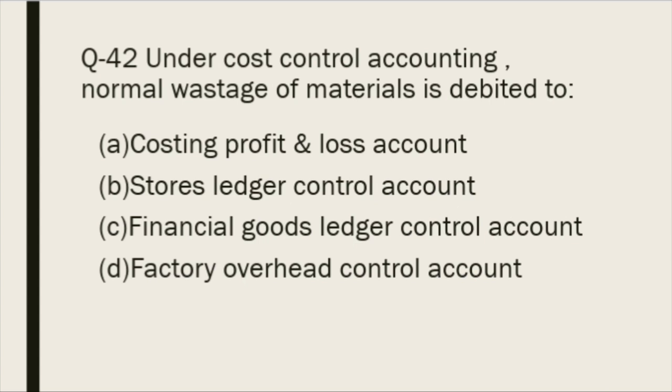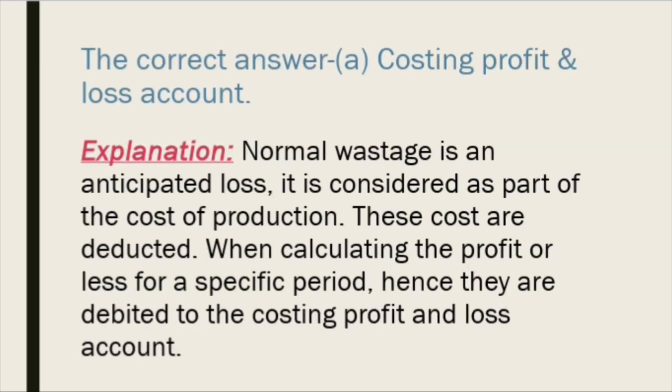Next question. Under cost control accounting, normal wastage of materials is debited to: costing profit and loss account, stores ledger control account, finished goods ledger control account, or factory overhead control account. And the correct one is costing profit and loss account. The explanation: normal wastage is an anticipated loss. It is considered as part of the cost of production. These costs are deducted.